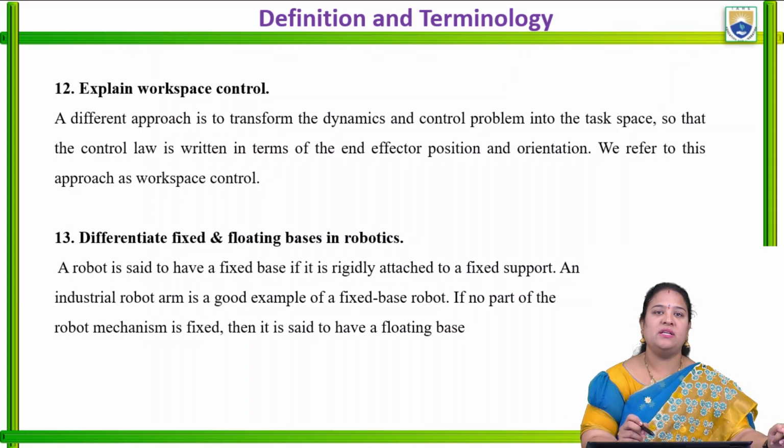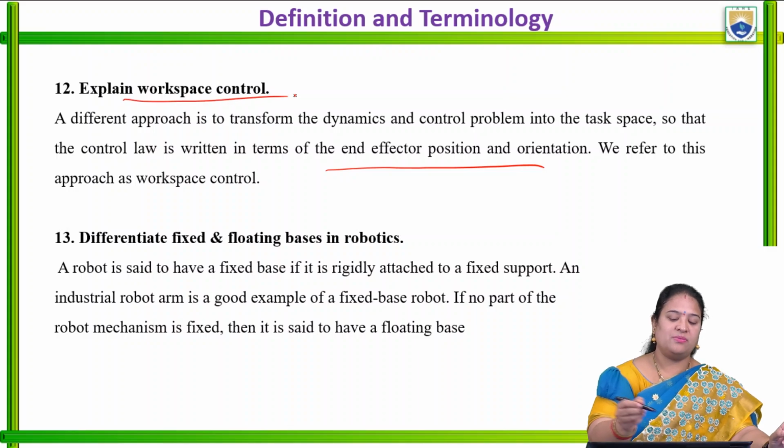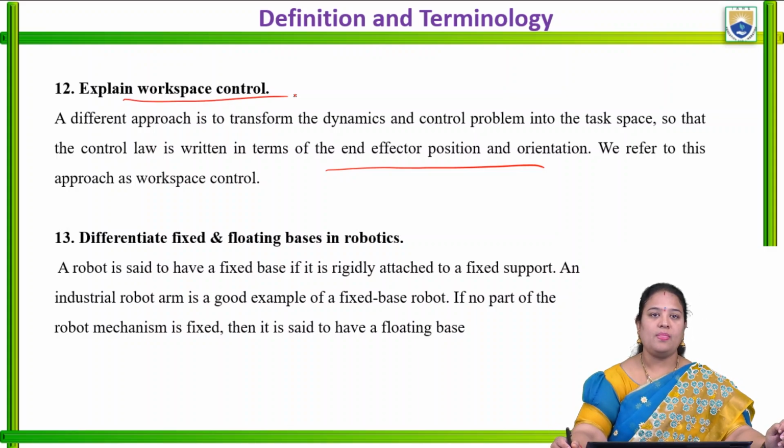The approach which is written in terms of end effector position and orientation is known as workspace control. That is where different approaches take place between the dynamics and the control problem. Clear?